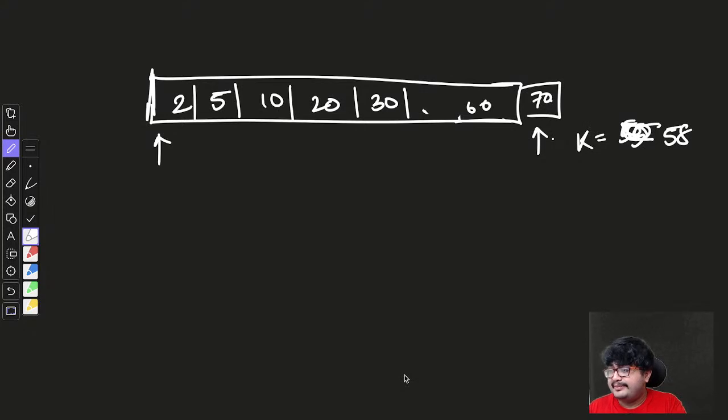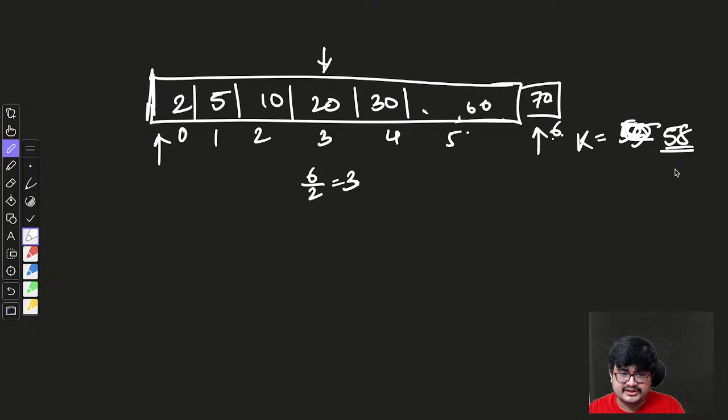Now what is mid? Let's write down the indices 0, 1, 2, 3, 4, 5, 6. So mid is 6 by 2, that is 3. So index 3 is the mid. Can he have the chocolate with price 20? Yes, he can. He has 58 rupees. So definitely the costliest chocolate he can have lies on the right hand side.